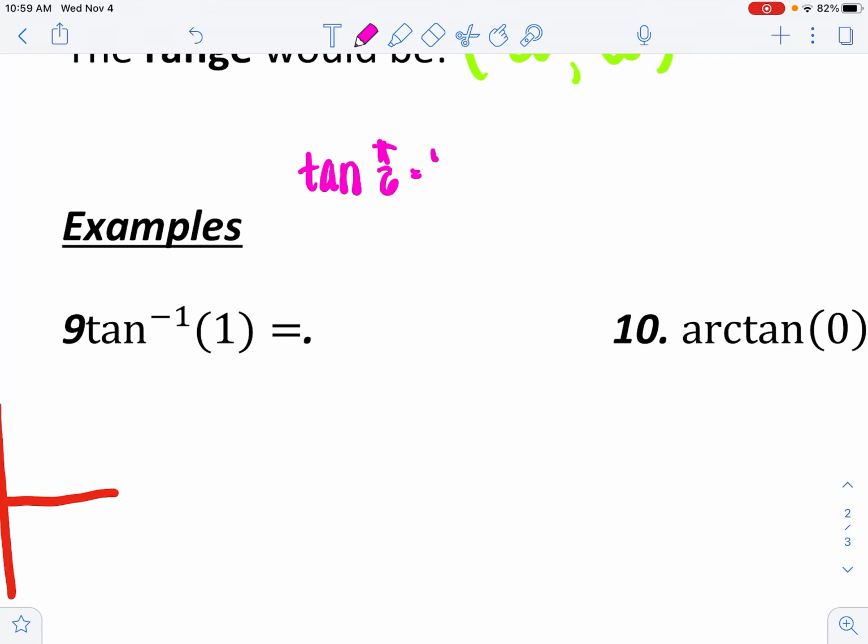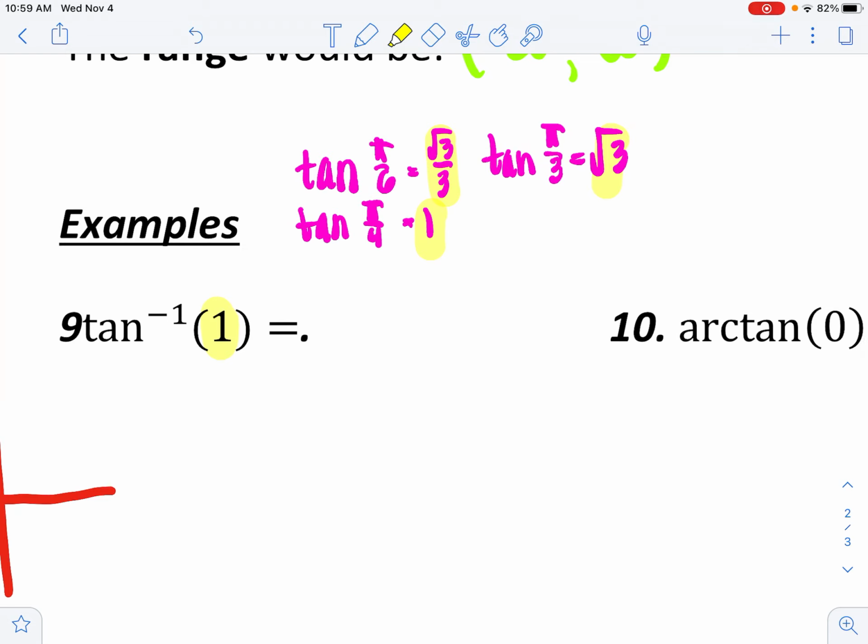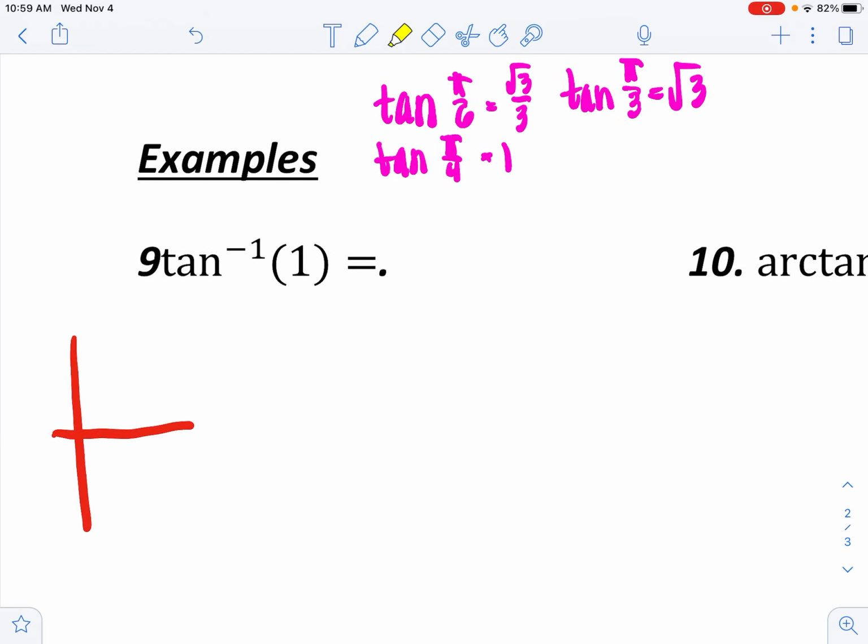Tangents are memorized. Tangent of 30 degrees, which I'll put as pi over 6 instead, is root 3 over 3. Tangent of 45 degrees, but I'm going to put pi over 4 instead because this has to be in radians, is 1. And the tangent of 60 degrees, which is pi over 3, is root 3. So you have tangents memorized. If it's not one of these, then that means it's one of my quadrantals. Okay, so let's give this a shot here.